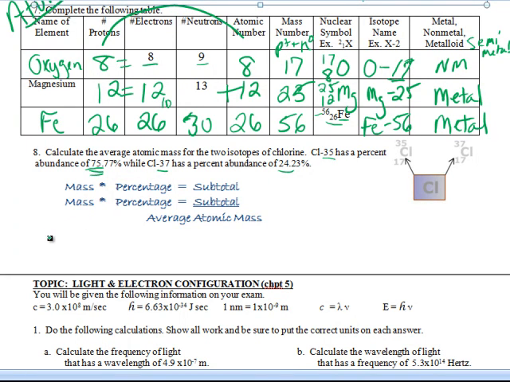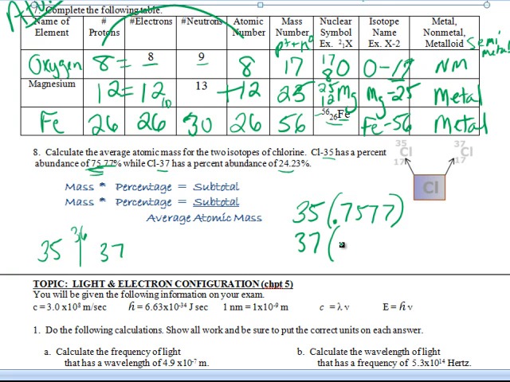If they were each around 50% of the time, then we would say what's in the middle between 35 and 37? Boom, 36, there's our average. This is not just doing the old school averages here. Now you have to take into consideration the percentages that they're abundant in. So what you're going to do is take the mass times the percentage. Make sure you move your decimal point over. 75.77 turns into 0.7577. And then this one turns into 0.2423.